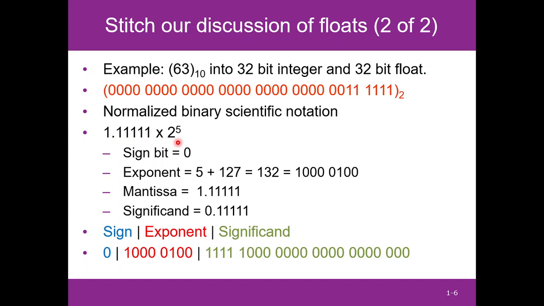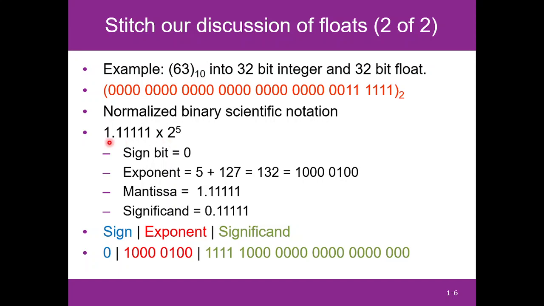So if you want to convert any number into the IEEE floating point format, you have to first convert that number into binary and then into normalized binary scientific notation. Okay, this is what you need to do.